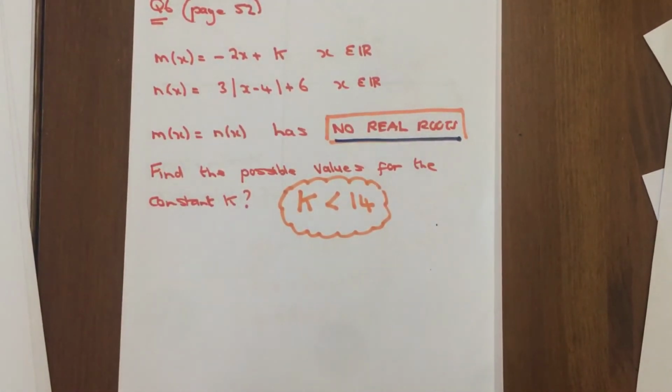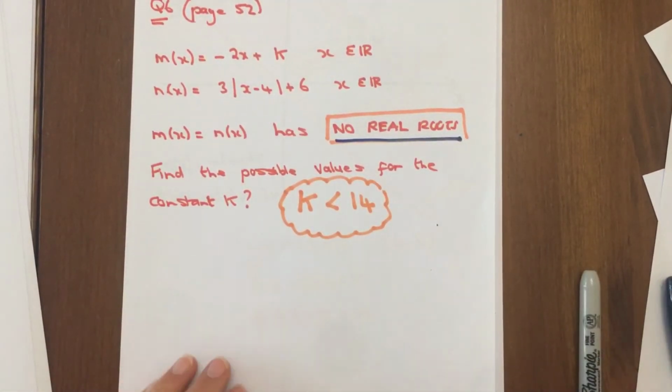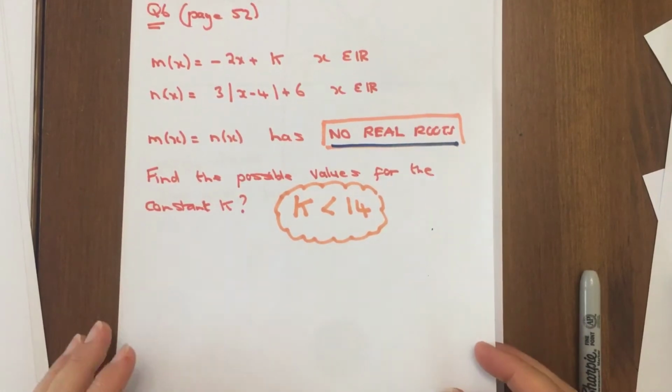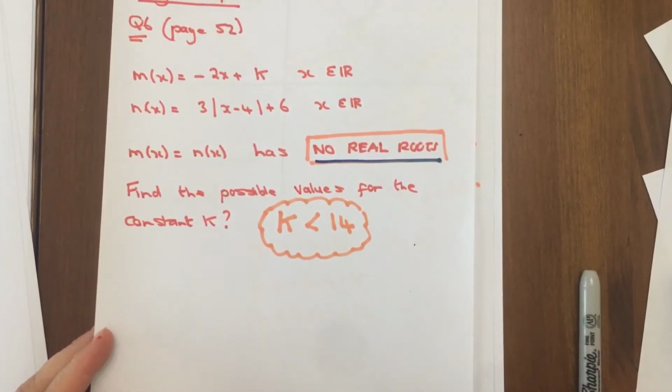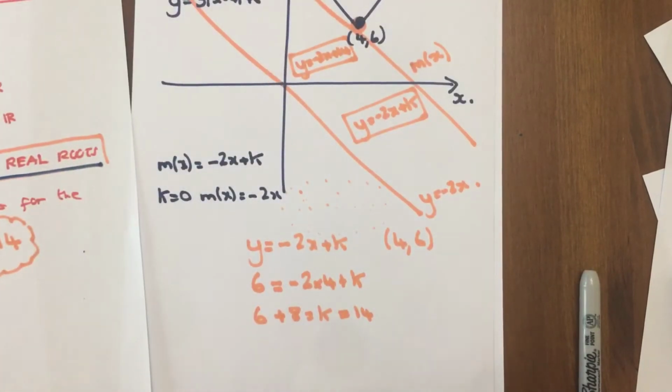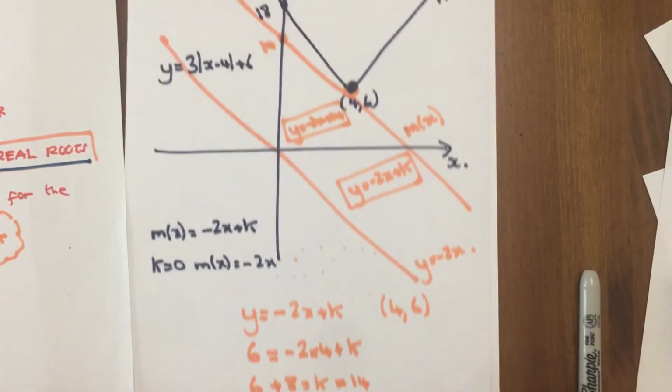Okay, that's a tricky question. We're sketching and then we're thinking around that sketching about what happens with no real roots.